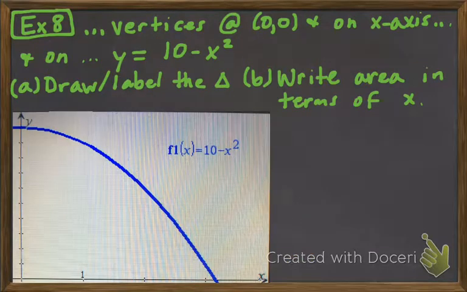We have one more geometric example. It's a little more involved. And we start with the information that, and I've only written part of it here, a right triangle is situated so that one vertex is at the origin, the vertex of the right angle is on the x-axis, and the third vertex is on the graph of y equals 10 minus x squared. So A says draw the implied triangle on the graph and label its vertices.